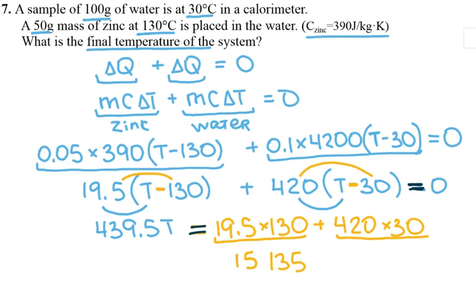15,135. And then on the other side, I still have 439.5 T. So if I solve for T, T is equal to 15,135 divided by 439.5, and that will give me 34.44 degrees Celsius.